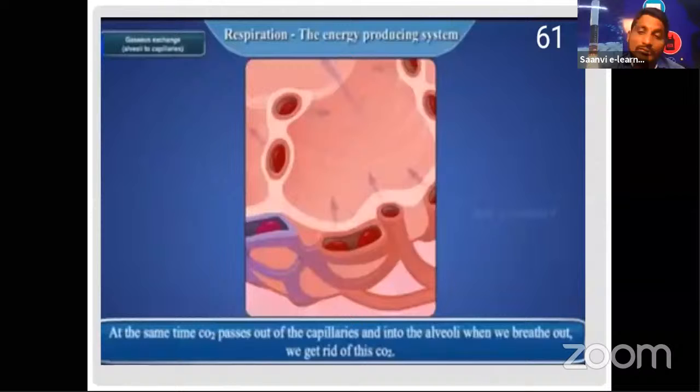Carbon dioxide passes out of the blood capillaries and into the alveoli. Where is the alveoli present? In the lung. So at the same time, carbon dioxide passes out of the capillaries and into the alveoli of the lungs. When we breathe out, we get rid of this carbon dioxide. Carbon dioxide is removed through the exhale.